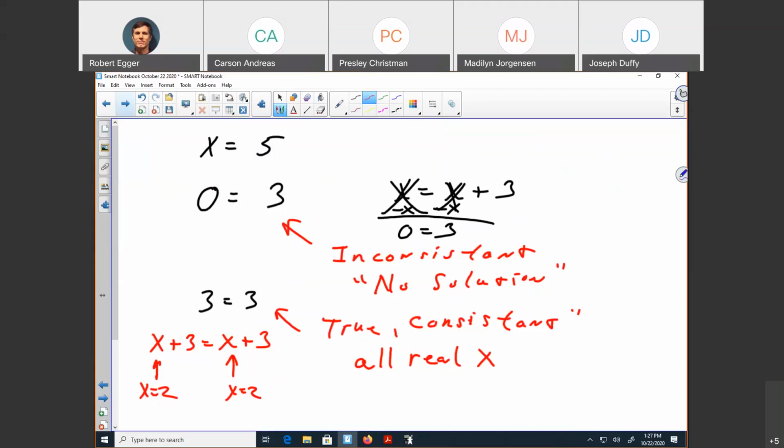Yeah, so there are always 3 possible solutions in nearly everything. Either a single solution, no solutions, or a lot of solutions. Okay, I think I covered that one real well.